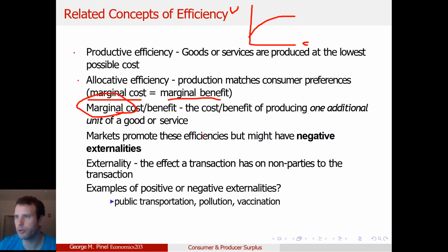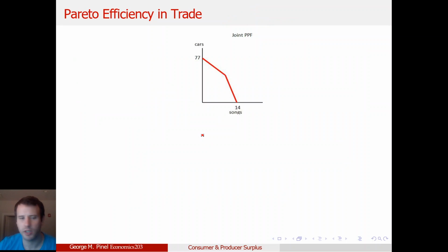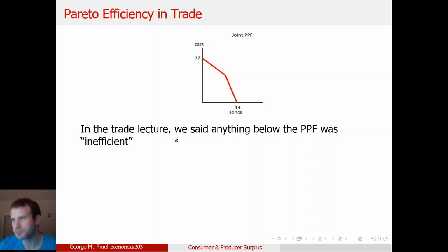So let's move on to one more example of efficiency that you've seen. Okay, so what is this? This is the joint PPF for Kendrick and Marshall, which I'm sure you remember from lecture 2. I think it was lecture 2. Okay, so in the trade lecture, we said anything below this PPF was inefficient, anything under the line.